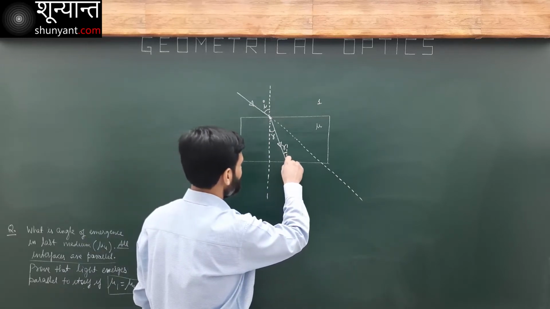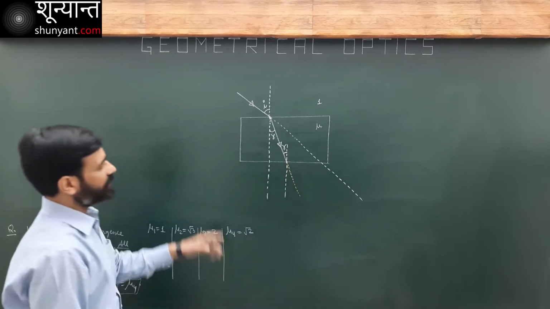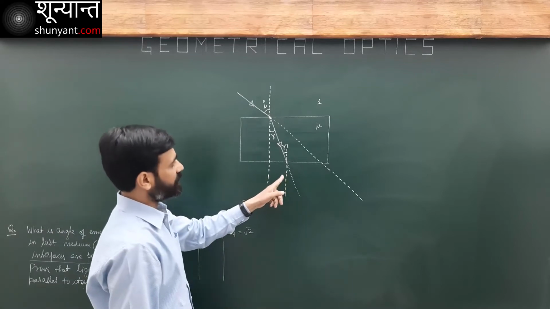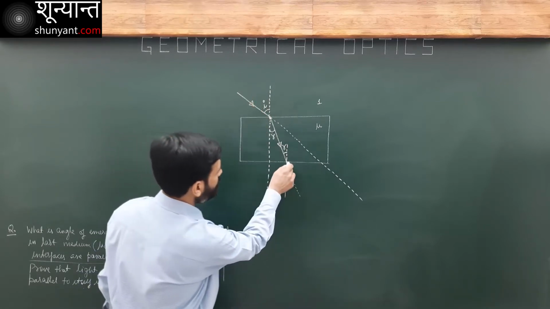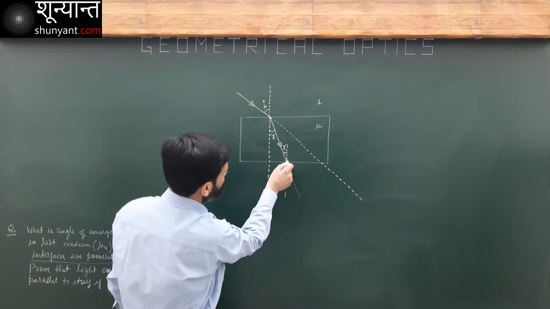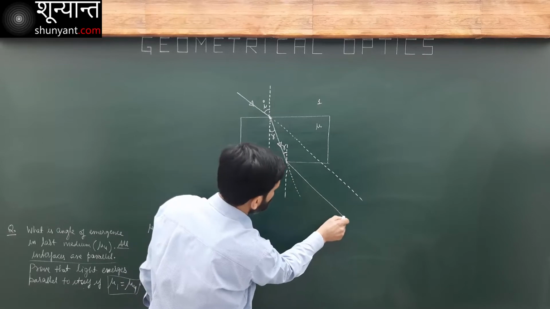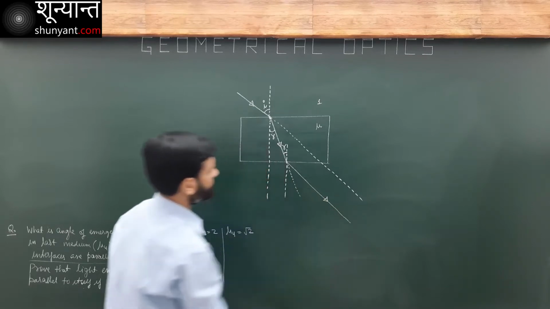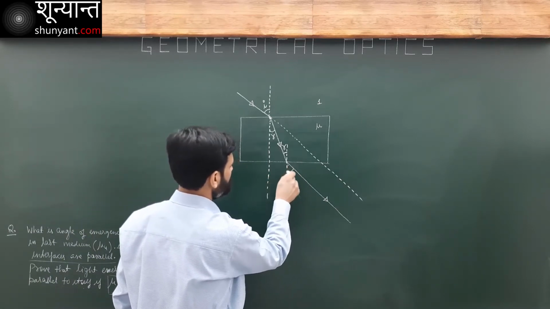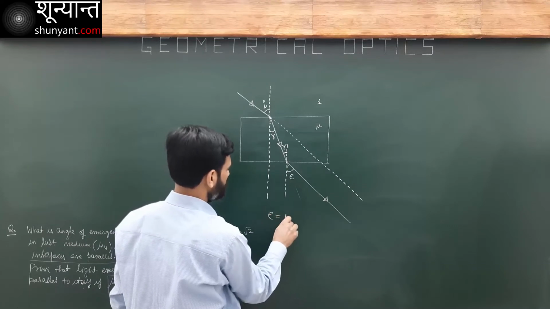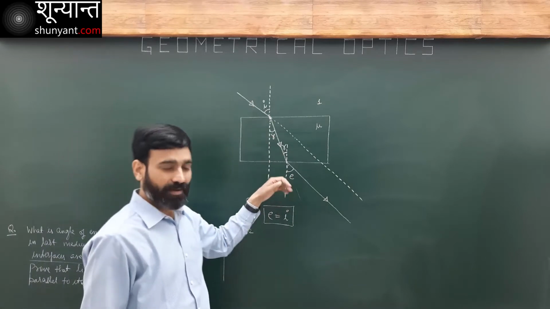So this is my original direction. It is going to deviate. And this angle from this line is going to be I. This also is I. That means it is going to be parallel to this line. Okay? This is my angle of emergence. This angle of emergence E is going to be equal to I. This is angle of incidence. This is the final angle of emergence.